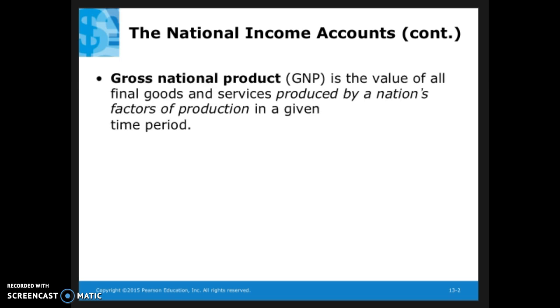So we have gross national product. This is the value of all final goods and services produced by a nation's factors of production in a given time period. Another definition of this is the total value of all goods and services produced by a nation's citizens.